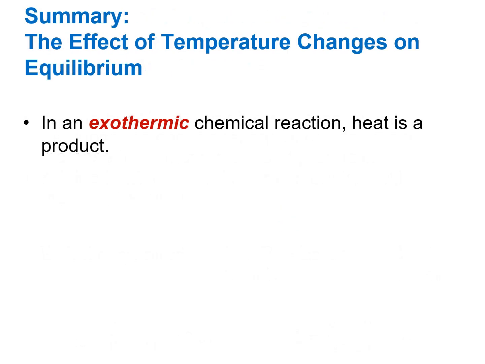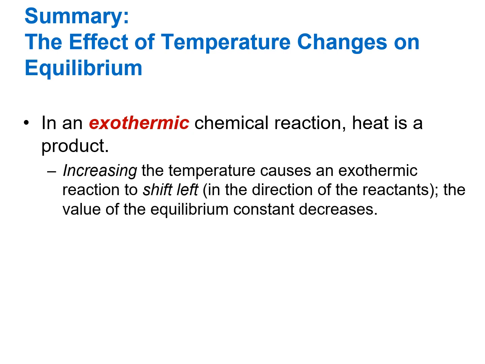So to summarize this concept of tweaking the temperature and its effect on equilibrium, in an exothermic reaction, we're going to think of heat as part of the products. And if we increase the temperature, that's going to cause this exothermic reaction to shift to the left, because remember, heat is a product, it's going to be on the right. And as a result of this shift to the left, the equilibrium constant is going to decrease.